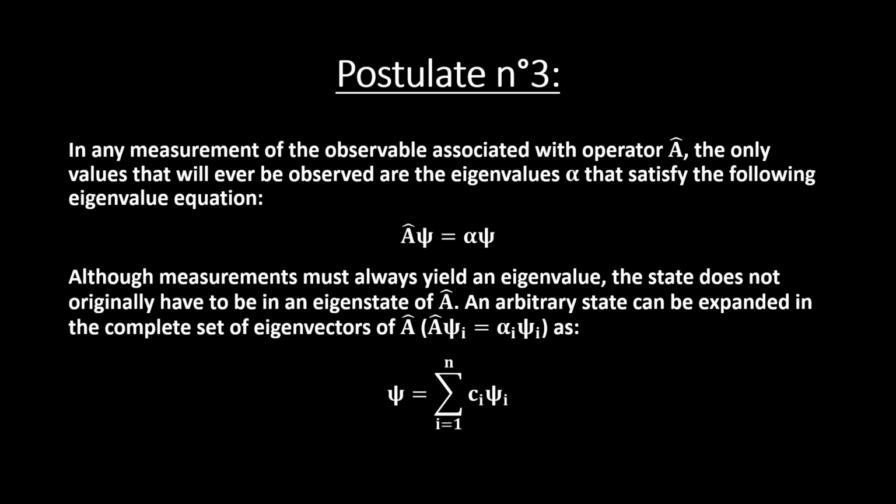This is the postulate that the values of dynamical variables are quantized in quantum mechanics. Although measurements must always yield an eigenvalue, the state does not originally have to be in an eigenstate of A. An arbitrary state can be expanded in the complete set of eigenvectors of A as the sum of complex numbers c_n multiplied by the psi_n functions, a sum where n can run to infinity in principle.